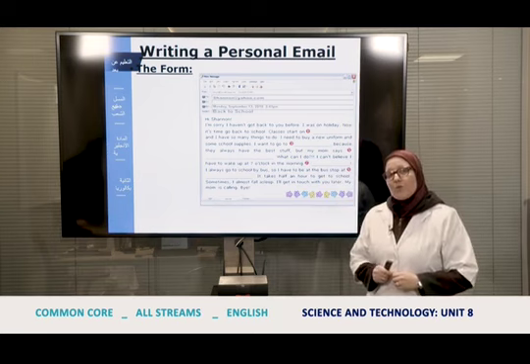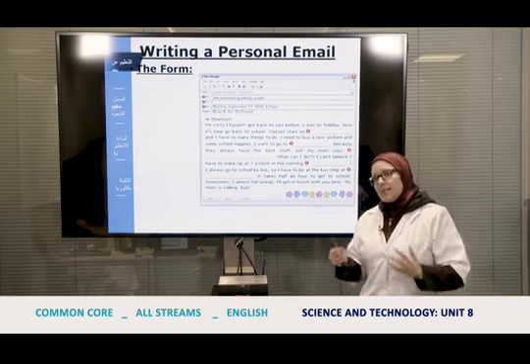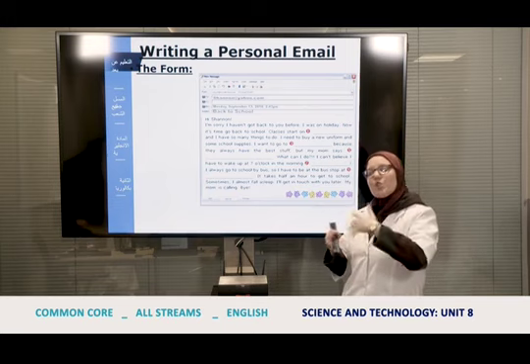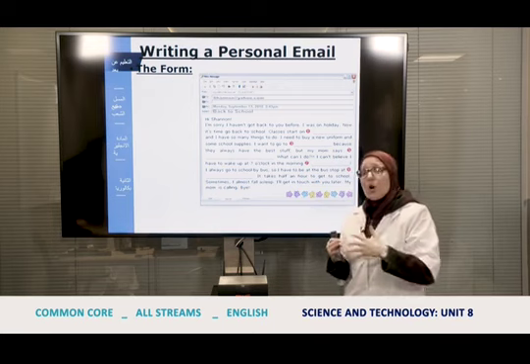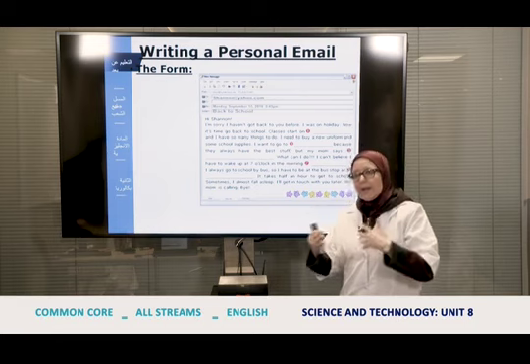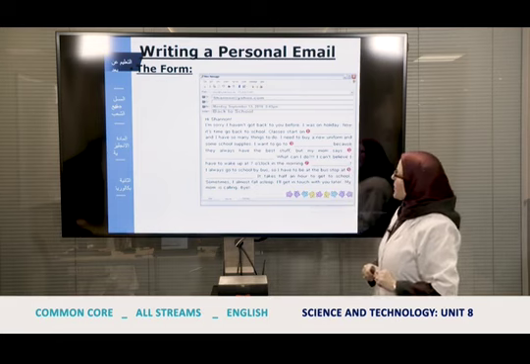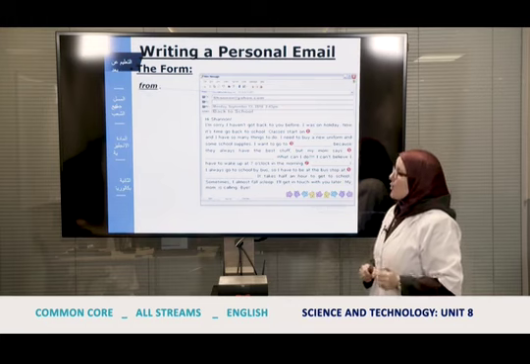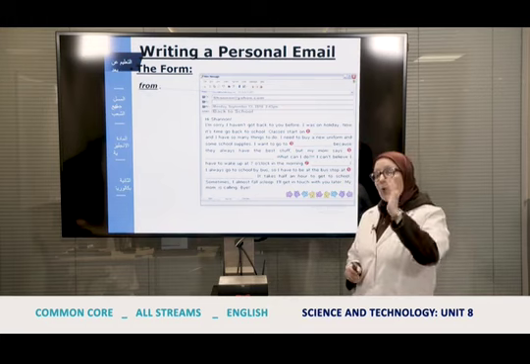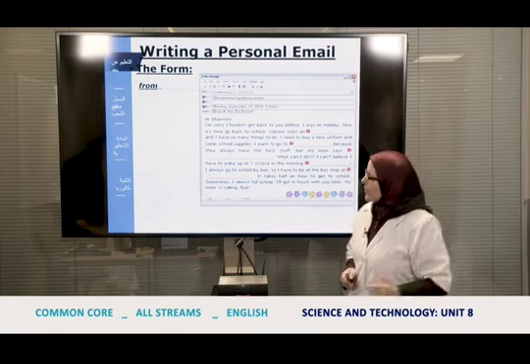So here is the form of writing a personal email. Here I've chosen just a personal email. It means an email that you can send only to your friend or pen pal, a person who lives, for example, in the United States or in England, all right? So how to write him or her an email. So the first one is the from. You write here your email, whether you have a Gmail, Hotmail, whatever.